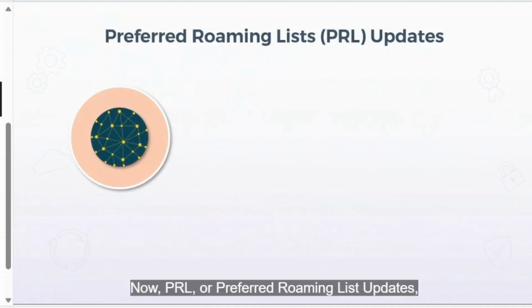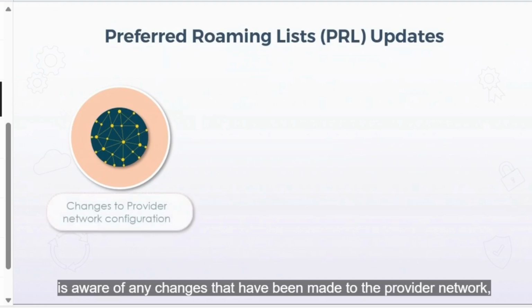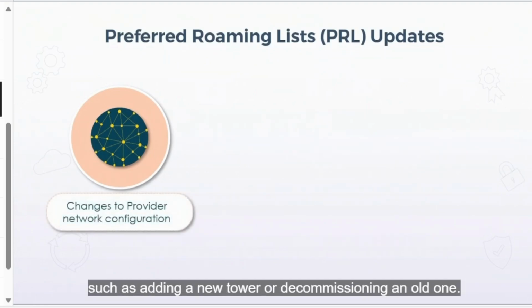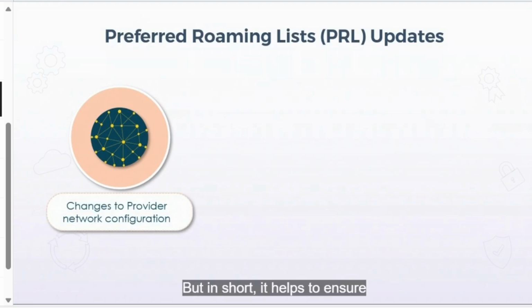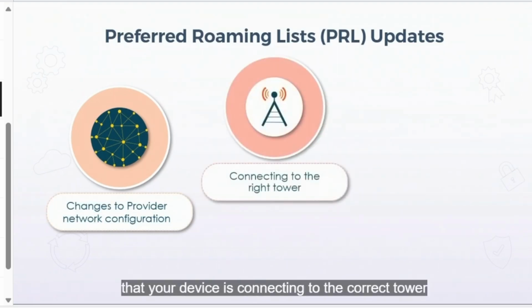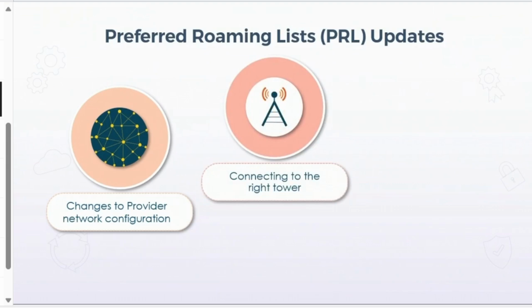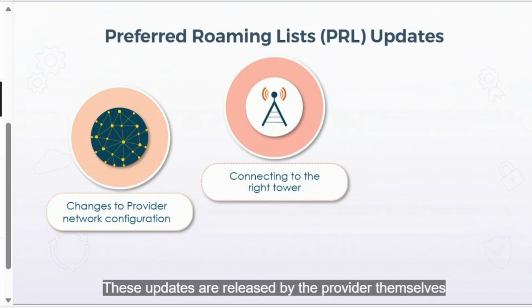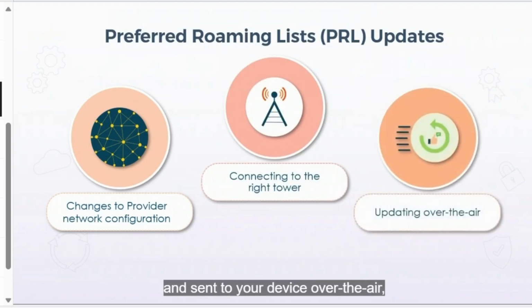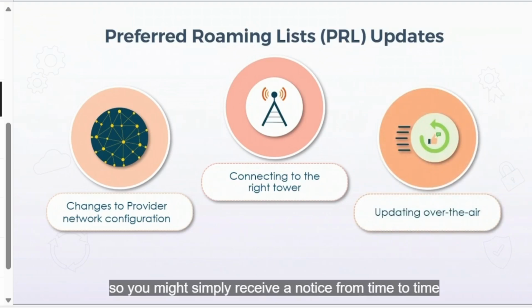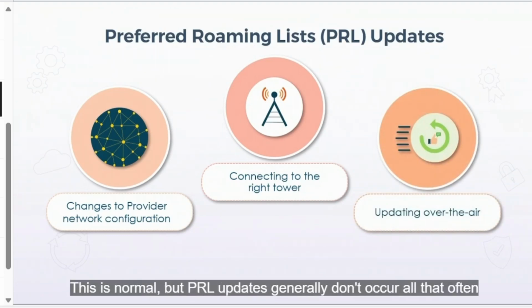Now, PRL or Preferred Roaming List updates is a process that ensures that any given mobile device is aware of any changes that have been made to the provider network, such as adding a new tower or decommissioning an old one. But in short, it helps to ensure that your device is connecting to the correct tower at any given time. These updates are released by the provider themselves and sent to your device over the air, so you might simply receive a notice from time to time that you need to accept the update. This is normal, but PRL updates generally don't occur all that often for most providers.